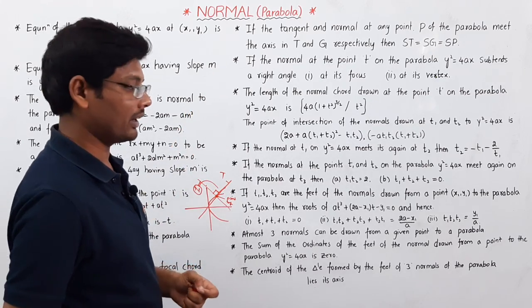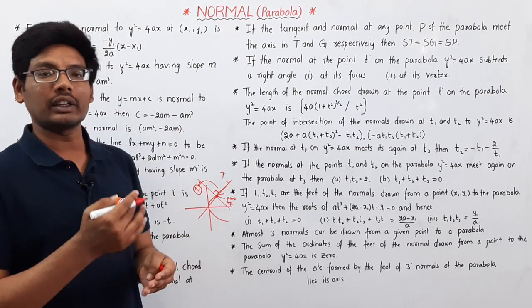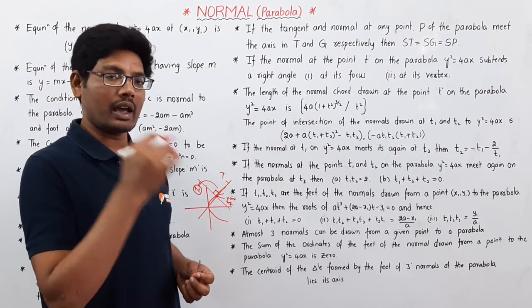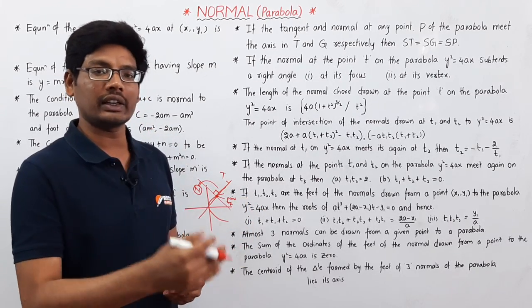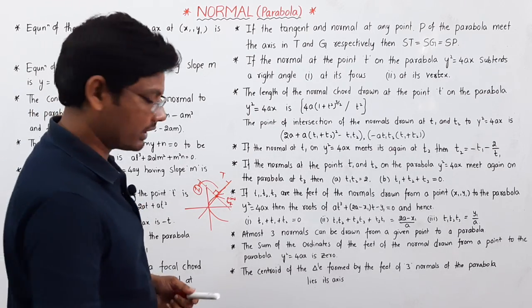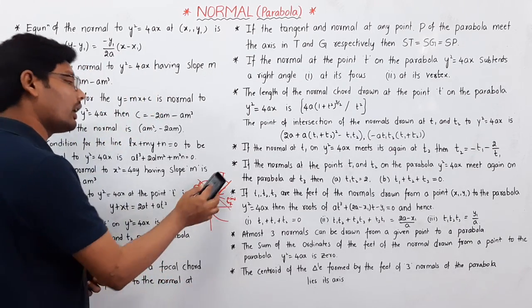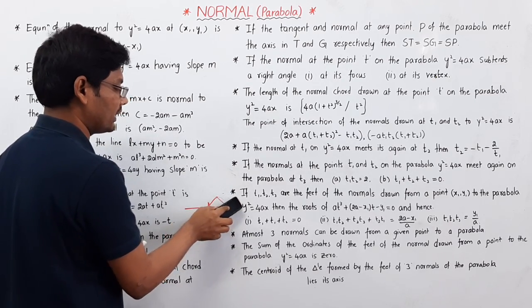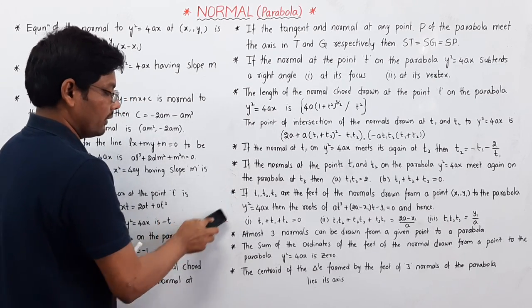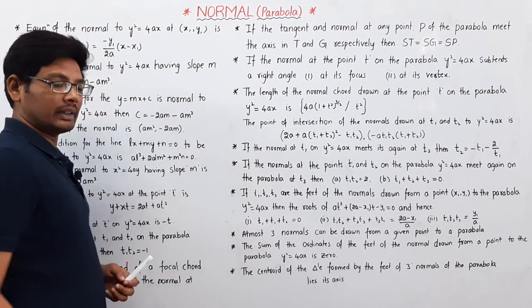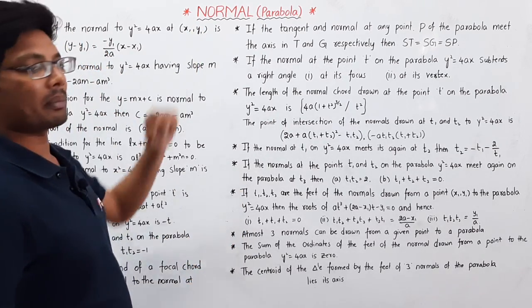Normal is nothing but a line which is perpendicular to the tangent at the point of contact on a curve. It may be a parabola or circle or straight line, and ellipse, hyperbola, we have several types. So for any curve, you can write for any tangent, the line which is perpendicular to the tangent at the point of contact is called the normal.